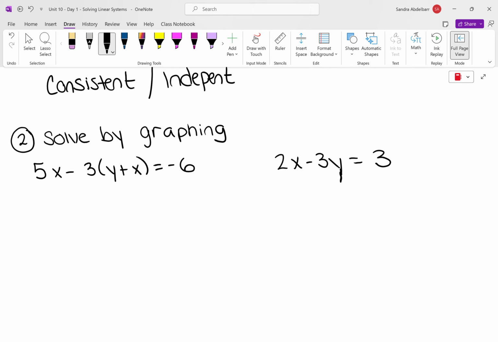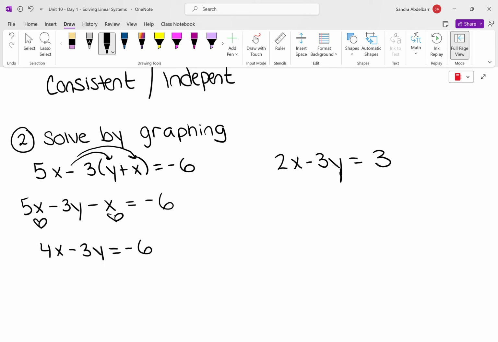Are we ready? Yeah? Okay, let's do this. So first thing I want to do is I want to put it in slope-intercept form. So I'm going to distribute in this -3. So we have 5x minus 3y minus x equals -6. Then I'm combining my terms right here. So I have 4x minus 3y equals -6.